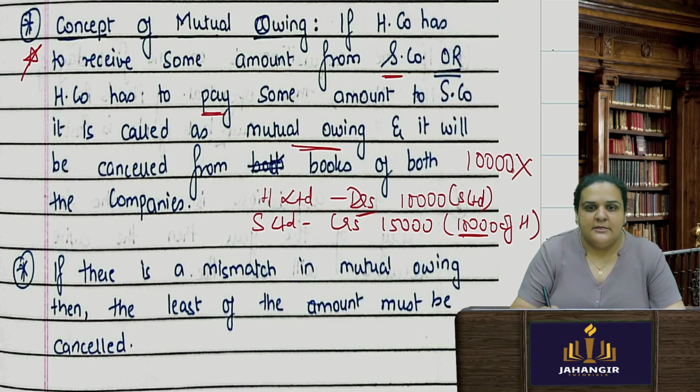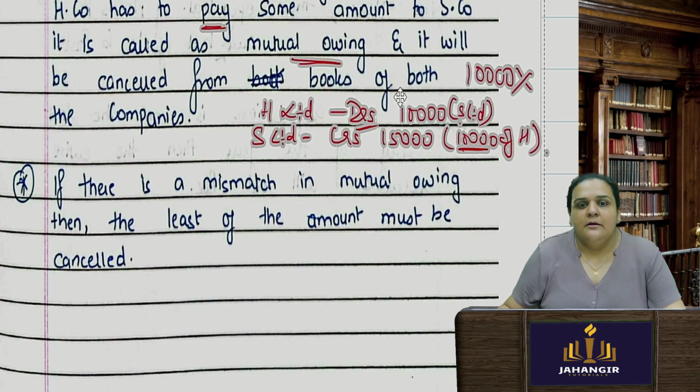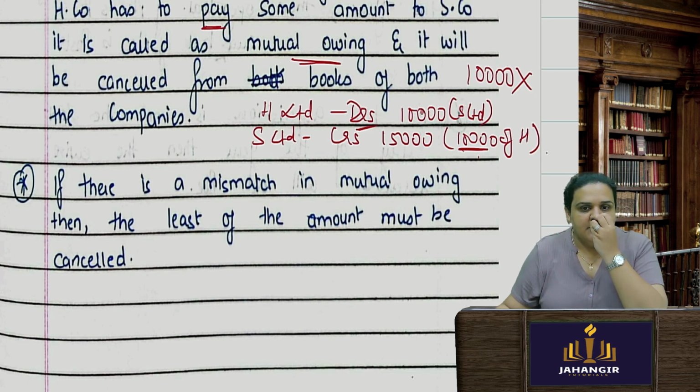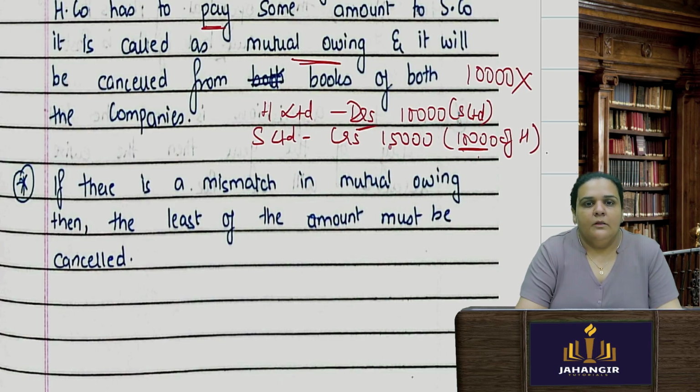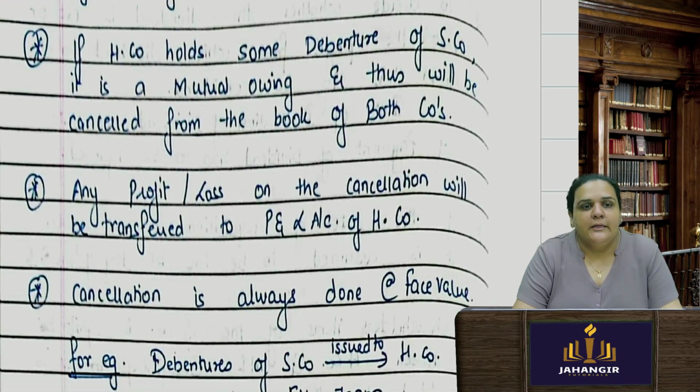Will you pay each other or what now? No, right? If there is any mismatch in the mutual owing, then the least of the amount is cancelled. See, here the creditors are 15,000, but only 10,000 are of holding, na? Understood? So I will cancel it with 10,000. Other 5,000 will be some outside creditors, not H Limited. Okay. So this is mutual. We'll do one question also of mutual owing.